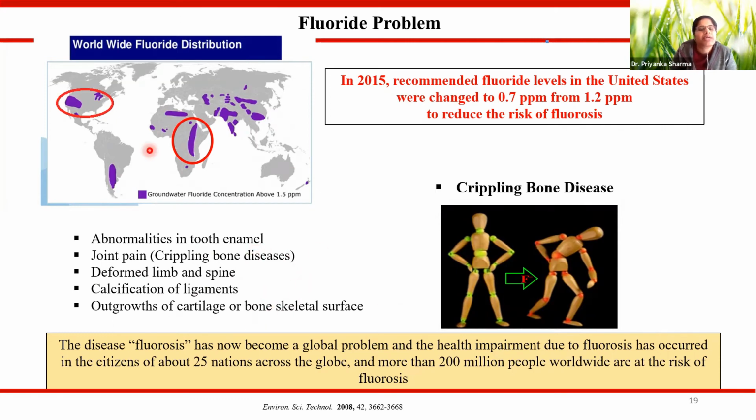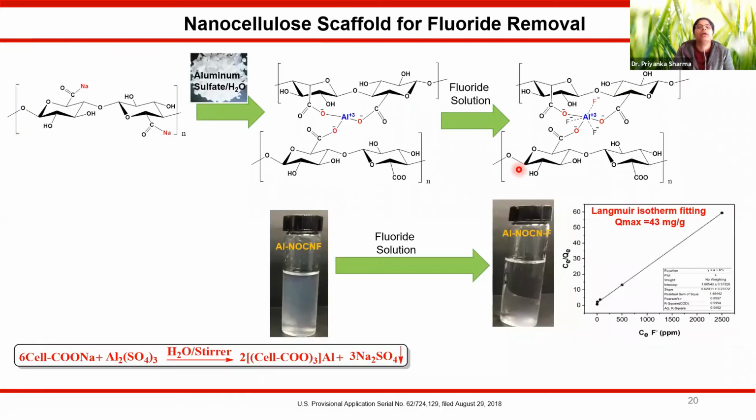And you can see in this map, not only Africa, not only the United States, but the whole world is facing the fluoride problem. So we started looking for a solution for this fluoride problem as well. Our NOCNF has a negative charge, because the method which we used is the NOP, and that generates carboxyl or carboxylate groups on the surface. But in order to get rid of fluoride from the water, we wanted to generate some sites that have a positive charge.